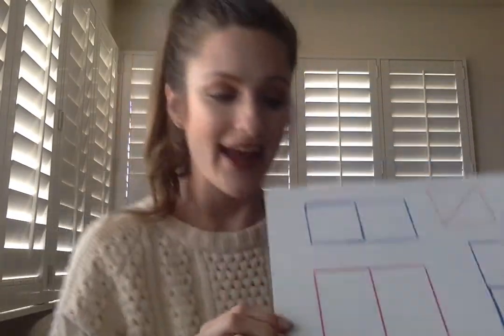Good. Now, can you tell me what this shape is? Yes, this shape is called a triangle. A triangle has how many sides? Let's count. 1, 2, 3. And how many corners does it have? 1, 2, 3. So we've got 3 sides, 3 corners.